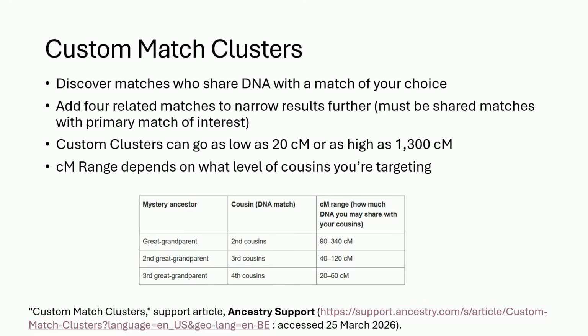So if your mystery ancestor is your great-grandparent, then your cousin level would be second cousins. And so you're looking for second cousins in your DNA matches. And the centimorgan range that you'll want is 90 to 340 centimorgans. Then for second great-grandparents, you are looking for third cousins, which are in the range of 40 to 120 centimorgans. For third great-grandparents, you're looking for fourth cousins, so you're going to want to go down to 20 to 60 centimorgans.